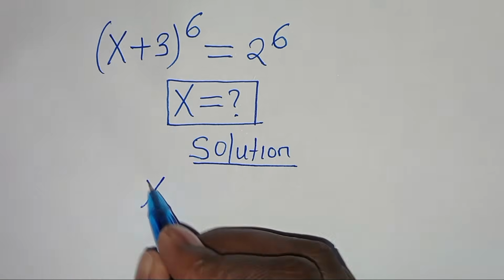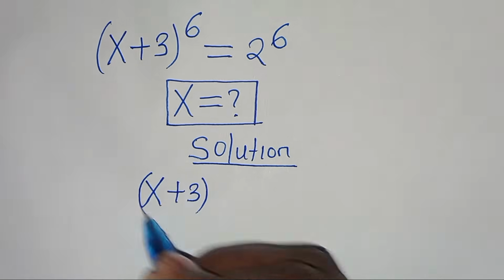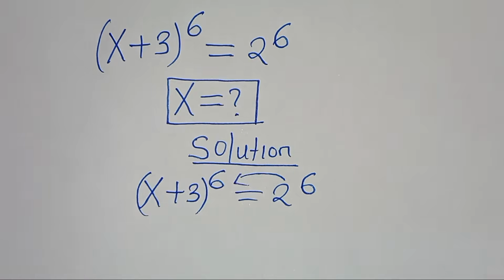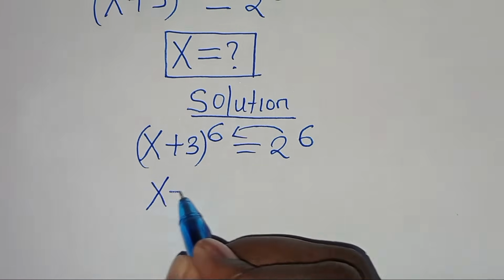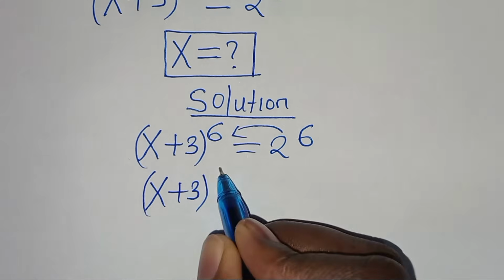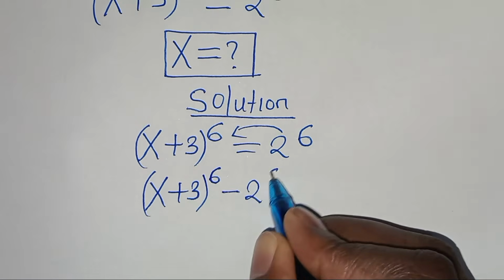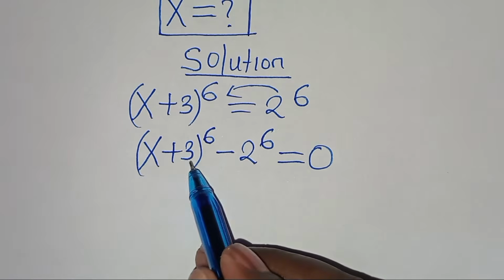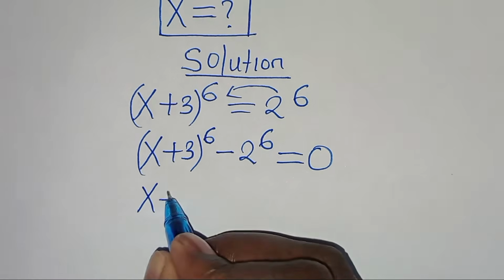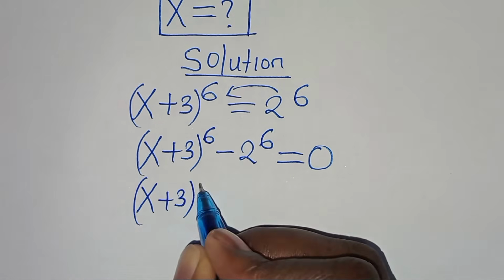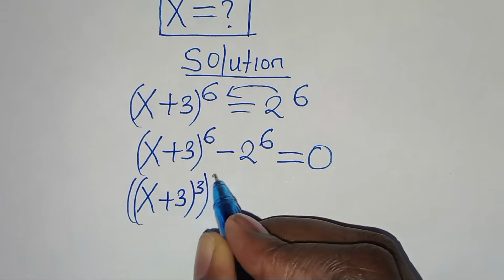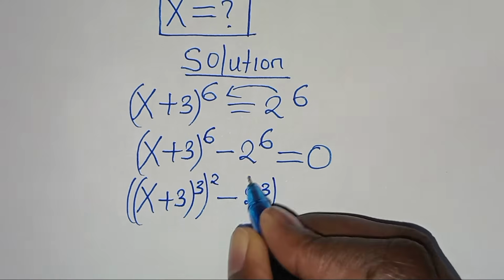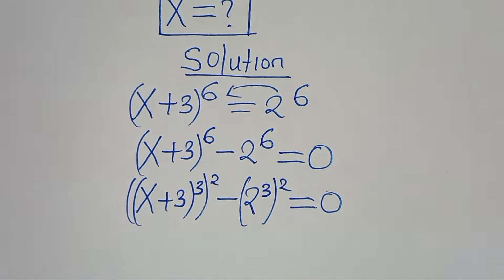So we have (x+3)^6 equal to 2^6. The first step is to take 2^6 to the left hand side. So now we have (x+3)^6 minus 2^6 equal to 0. We can express (x+3)^6 as ((x+3)^3)^2, minus 2^6, which we can express as (2^3)^2. This is equal to 0.